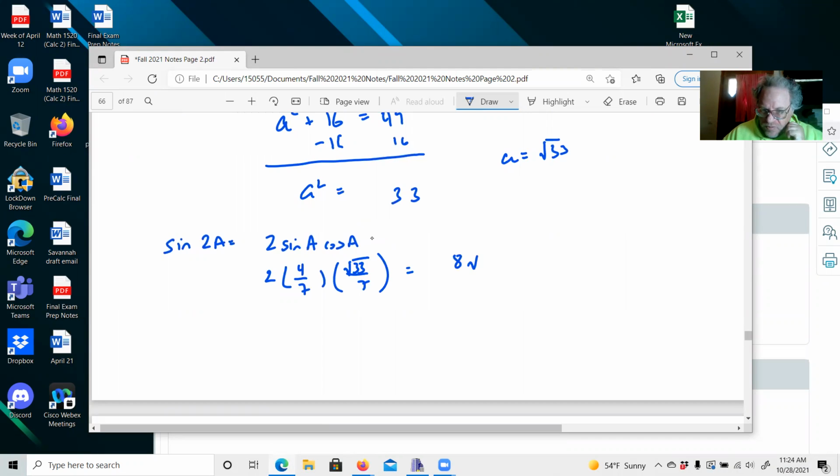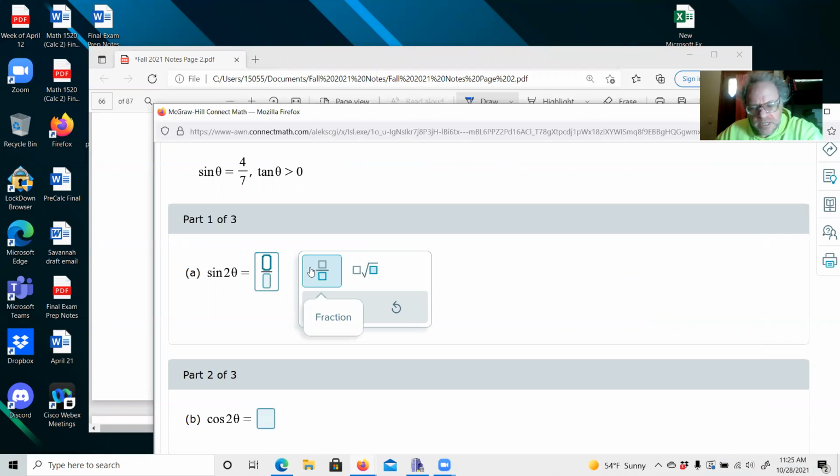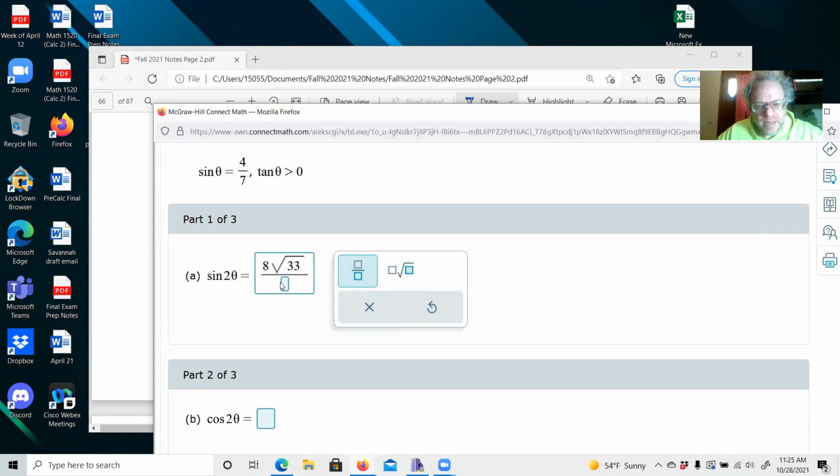So 2 times 4 is 8, so we have 8 square roots of 33 divided by 7 times 7, which is 49. These are relatively prime, so that's our sine of 2a: 8 root 33 over 49. I know that 33 is just 3 times 11. Neither of those has a perfect square, so I'm not going to worry about trying to get this out.